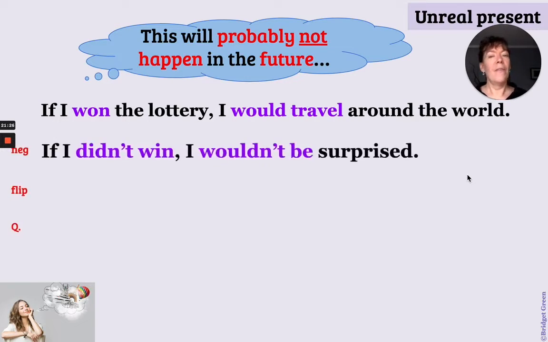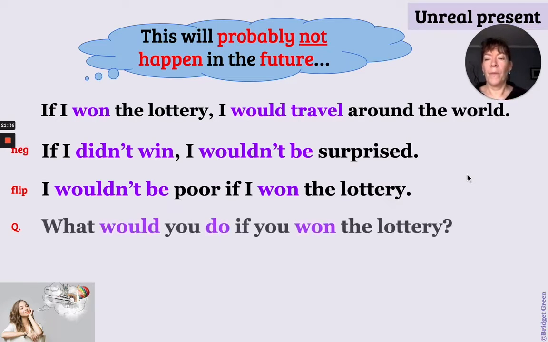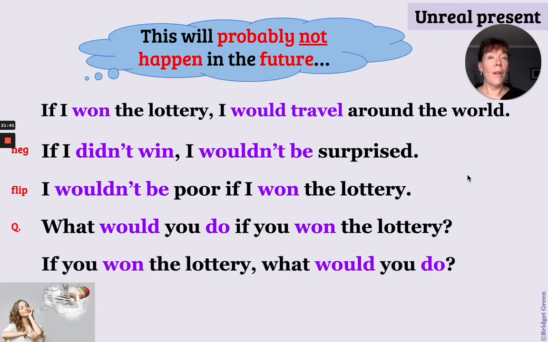Negative? If I didn't win, I wouldn't be surprised. I wouldn't be poor if I won the lottery. There we have those flipped, the clauses. What would you do if you won the lottery? If you won the lottery, what would you do? Notice no commas if if is in the second clause.